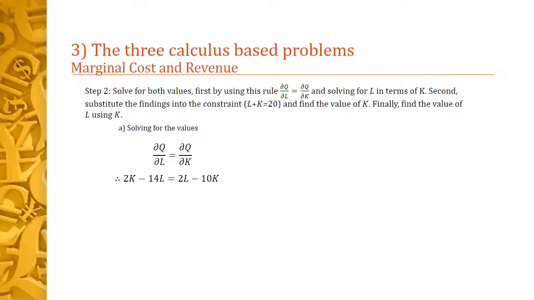Firstly, we move the negative 14L to the other side by adding positive 14L to both sides. Then we move negative 10k to the other side by adding positive 10k to both sides. Then we are simply left with 12k equals 16L.